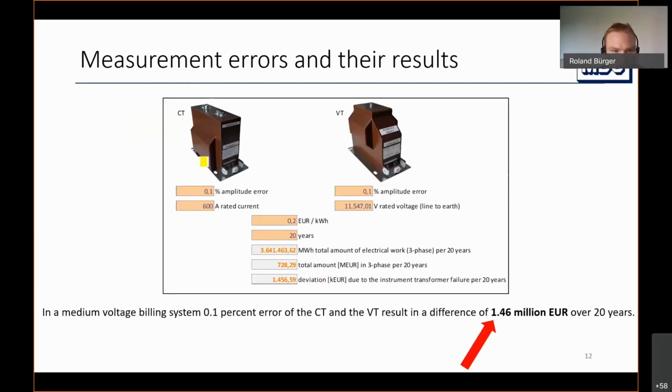And now we take very accurate CTs and VTs in medium voltage, and we calculate only a 0.1% amplitude error and a 0.1% amplitude error for the VT. And we take into account 0.2 euro cent per kilowatt hour, and we take a lifetime of 20 years. Then we are generating in the billing system a difference of 1.5 million euros over 20 years. And now think of underburdening, classes of 0.5, and the phase displacement.